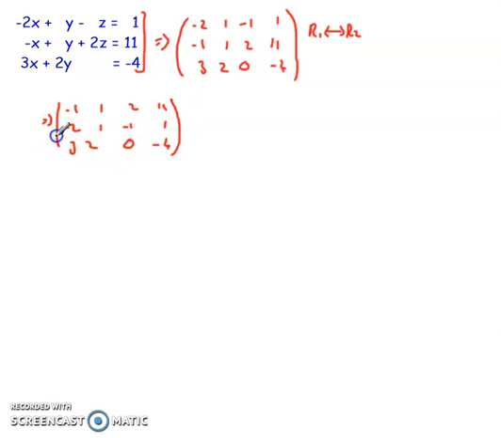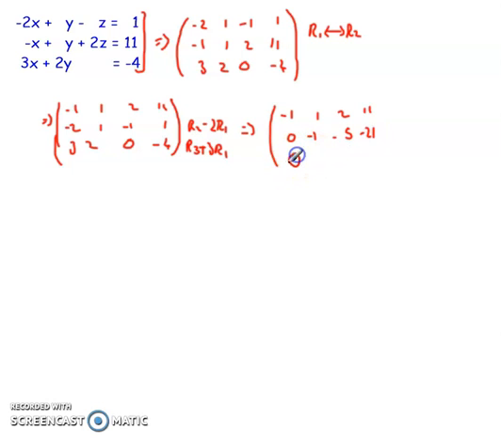So now I can start getting rid of things. If I do row 2 take away 2 row 1s, I'll eliminate that. And if I do row 3 plus 3 row 1s, I'll eliminate that variable there. So I'll end up getting, top row stays the same, -1, 1, 2, 11. I'll end up with 0, 1 take away 2 gives me -1, -1 take away 4 gives me -5, and 1 take away 22 gives me -21.